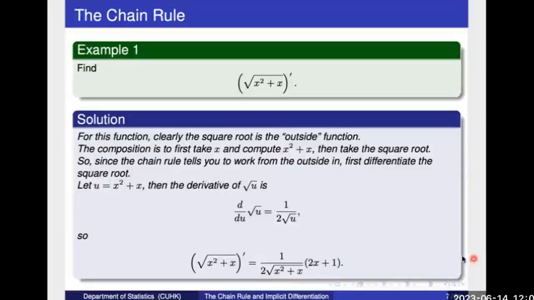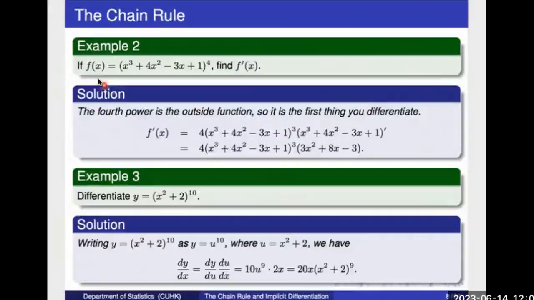Another example: if f(x) = (x³ + 4x² − 3x + 1)⁴, find f'(x). The fourth power is the outside function, so it is the first thing you differentiate. f'(x) = 4(x³ + 4x² − 3x + 1)³ times (x³ + 4x² − 3x + 1)', which equals 4(x³ + 4x² − 3x + 1)³ times (3x² + 8x − 3).